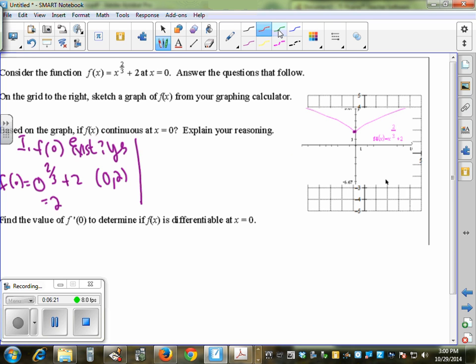Secondly, our limit. We need to know, what about the limit of that function as x approaches 0? Once again, we can just plug right into that one because there's no piecewise, no rational expression. We can just plug that in. That's 2. That's true.